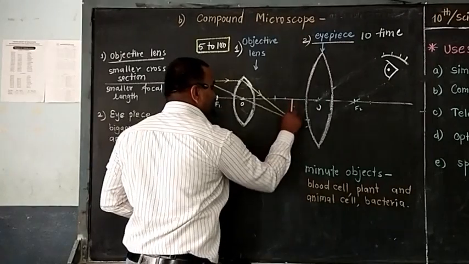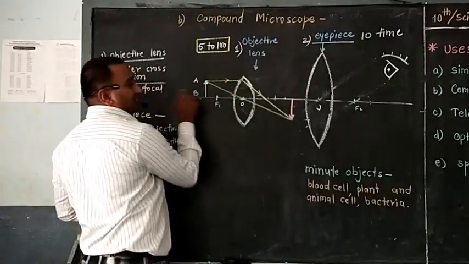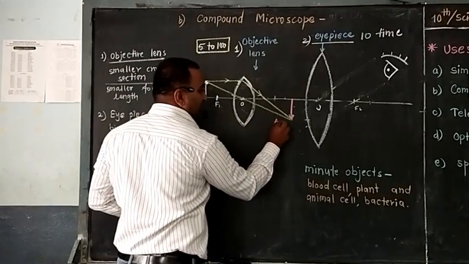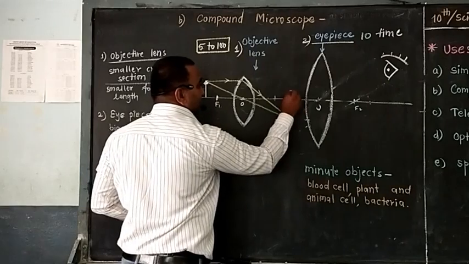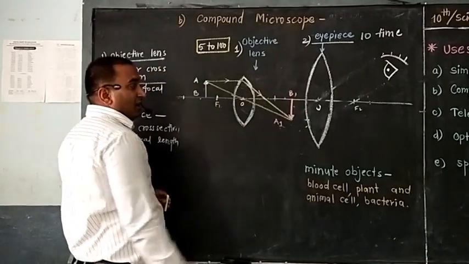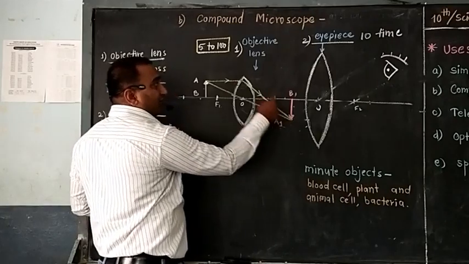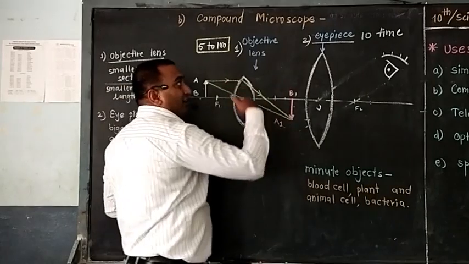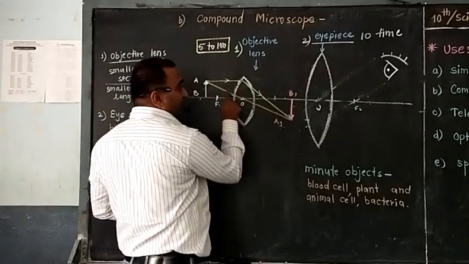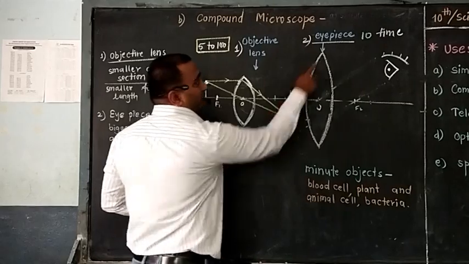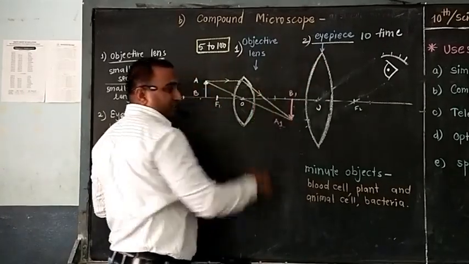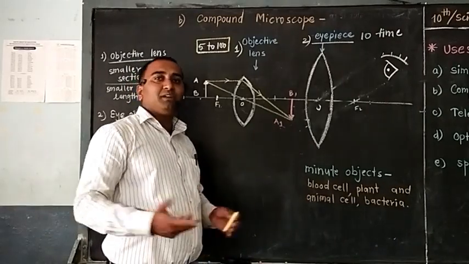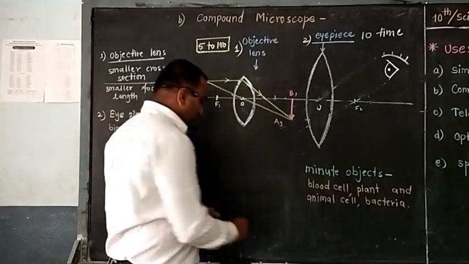Here we get the image of this object. Suppose the object is AB. This one I will call A1B1, because it is the image. Now the image formed by the objective lens is used as the object for the eyepiece. For this lens, this is an image, but for the eyepiece it is an object. It need not necessarily be the original object; the image can be used as an object.